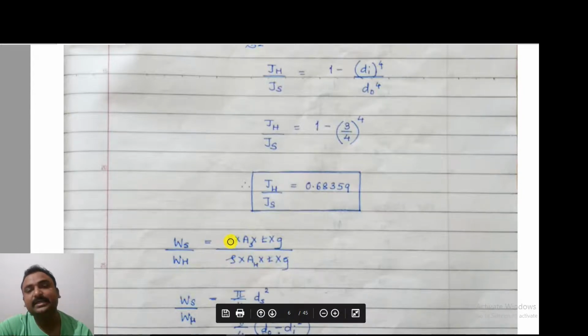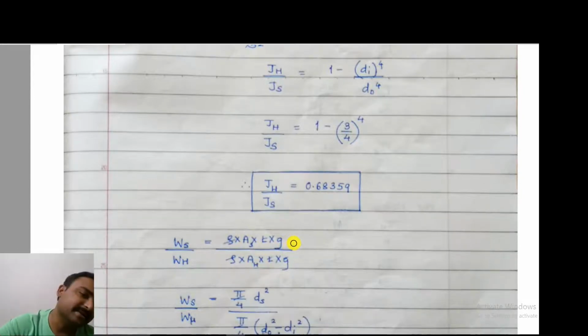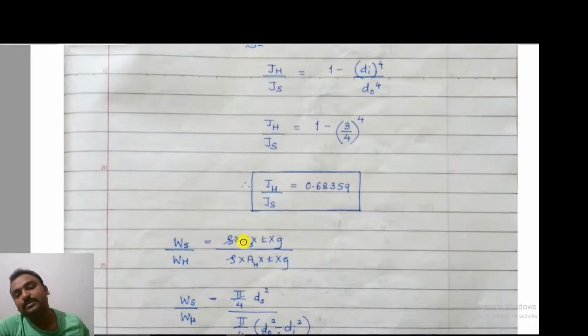Okay, so we know the weight of the solid shaft upon the weight of the hollow shaft. Weight is nothing but density into volume into acceleration due to gravity. So that is mass into acceleration due to gravity. We can write for mass, density into volume. Volume is area into length. So rho A L g will be there.